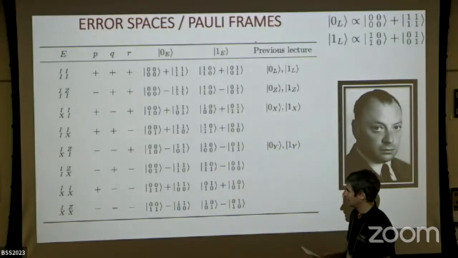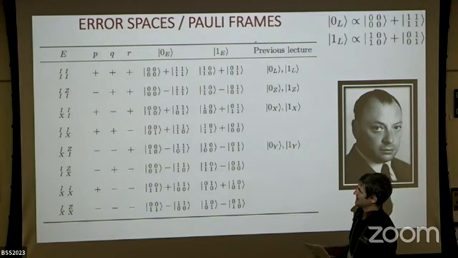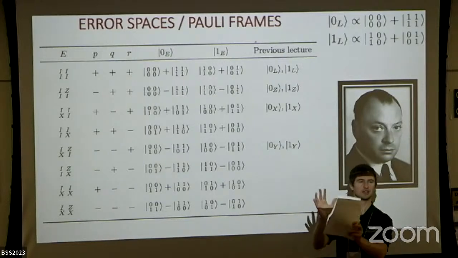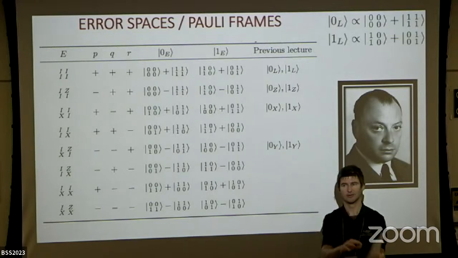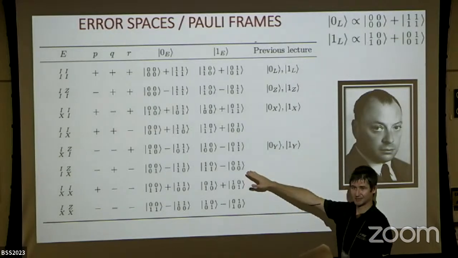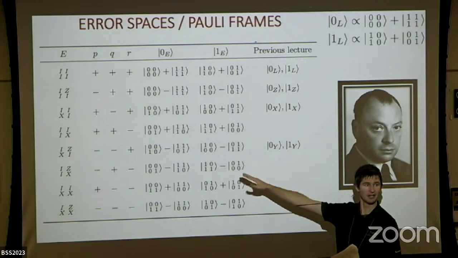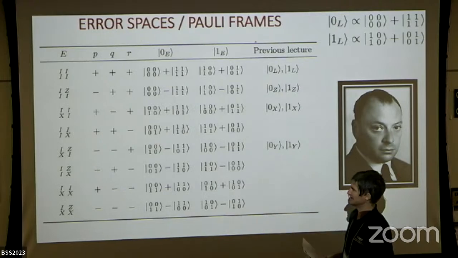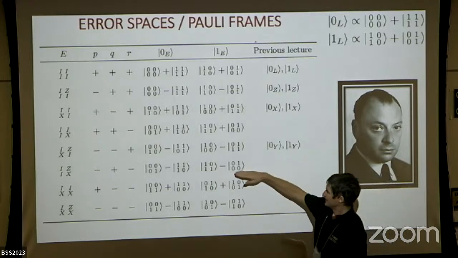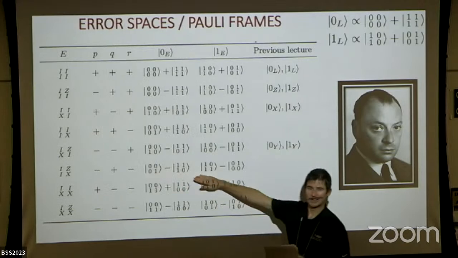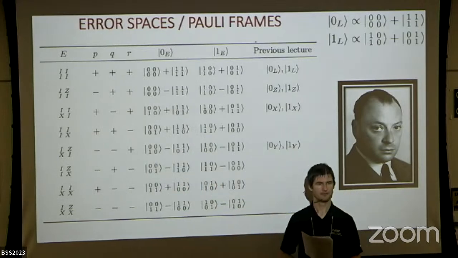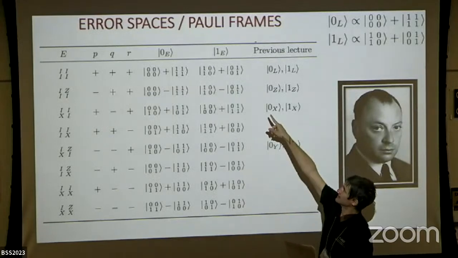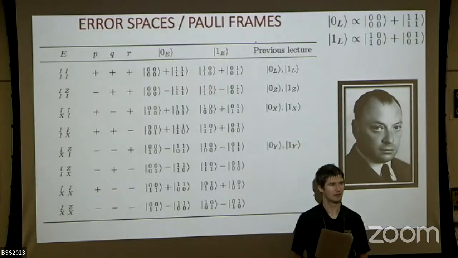Now, but what if we drop that assumption and we stop thinking of the code as some distinguished space that we always need to get back into, and think of the error spaces themselves as perfectly good codes? Can we do that? Well, let's look at these error spaces. If we think of this one as a code space, what is the distance of this code? Does it have the same error detecting properties as our distinguished code space? Yes or no?